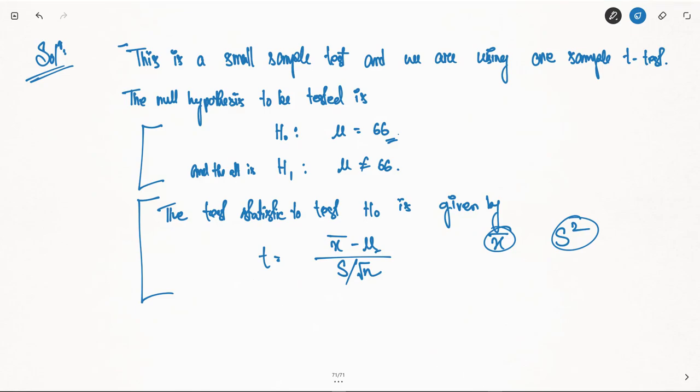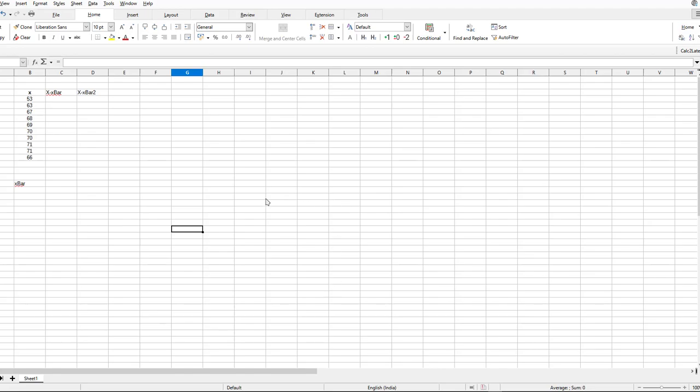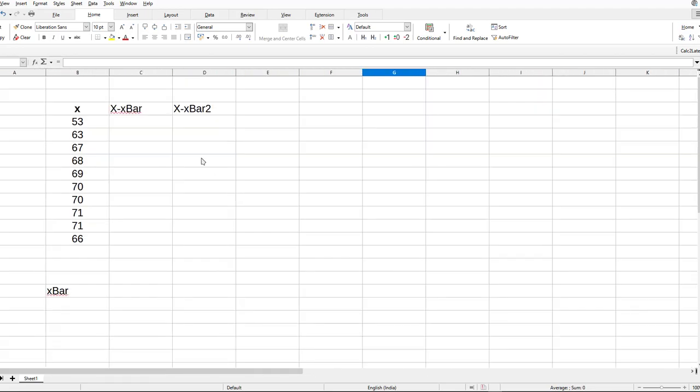So for calculation, let's go to a spreadsheet software, and here I have inputted the values. These are the values of x, right? Our x started from 53 up to 66. These are 10 values. So we need x bar. Now what is x bar? X bar is nothing but the arithmetic mean, right? So arithmetic mean can be calculated by adding these numbers divided by the number of observations.